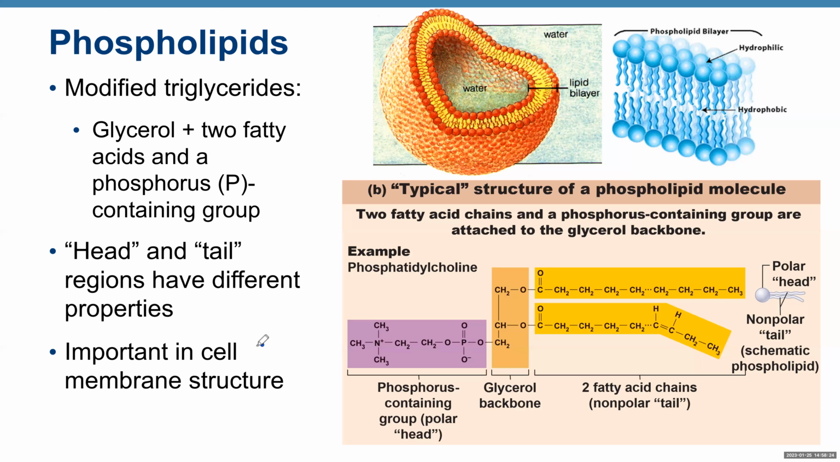Phospholipids are important in cell membrane structure. Actually, if you look at the cell membrane, it's made of a double layer of phospholipids. Now, what are those different properties? Well, the phosphate group is a polar part. It's a polar head. And if you have a polar molecule, then this molecule will be attracted to water. So it's a hydrophilic part. And the tails are non-polar molecules. If we have non-polar molecules, it's hydrophobic.